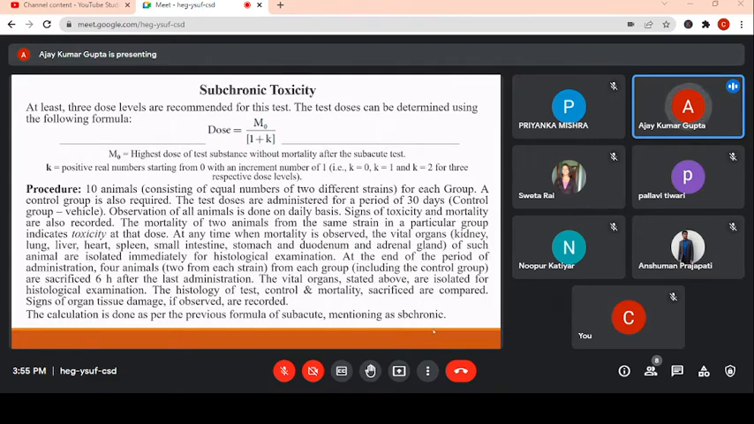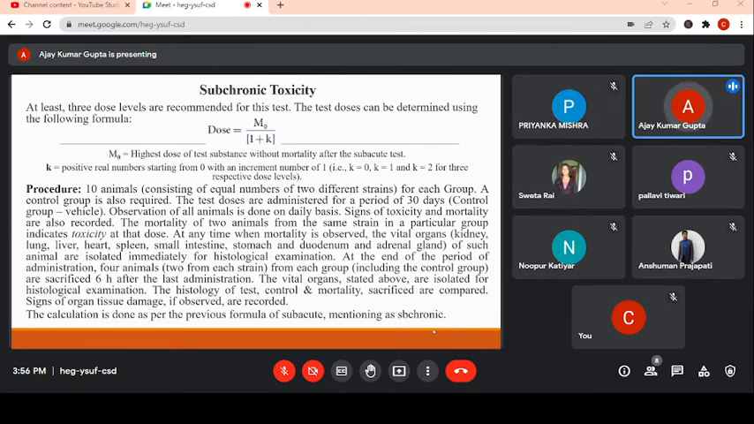The histology of the test group and control group, during the period of study if there is a mortality, or sacrifice after the completion of the study as per the guidelines, they are compared. So this comparison is made against the control. Signs of organ tissue damage are observed and recorded.